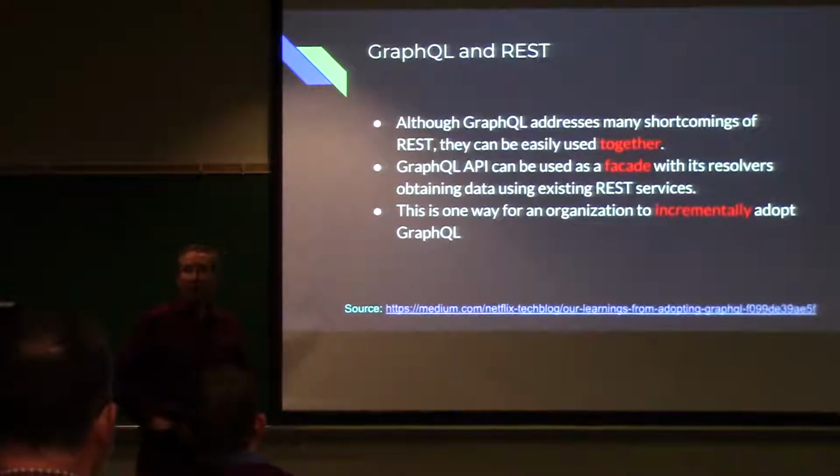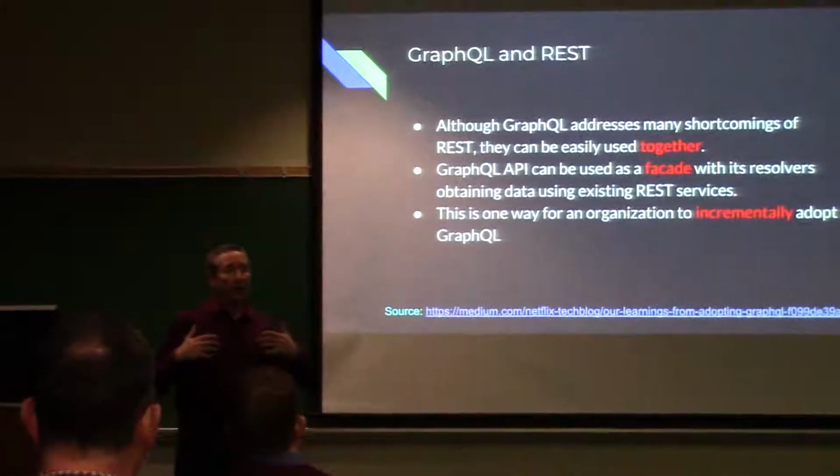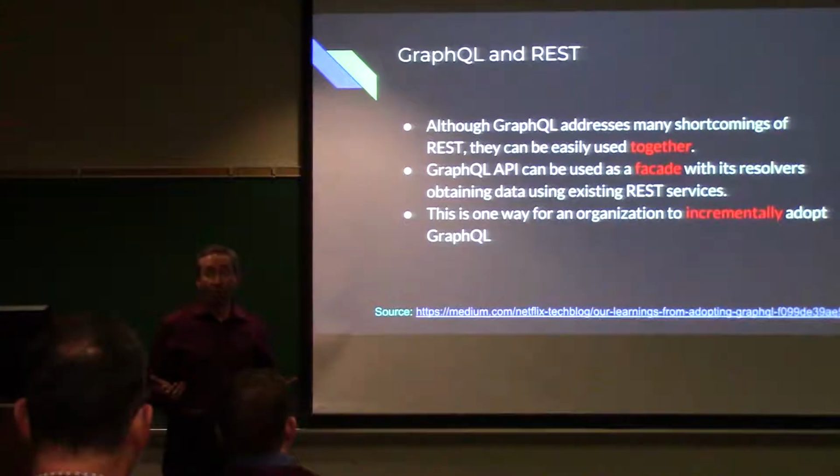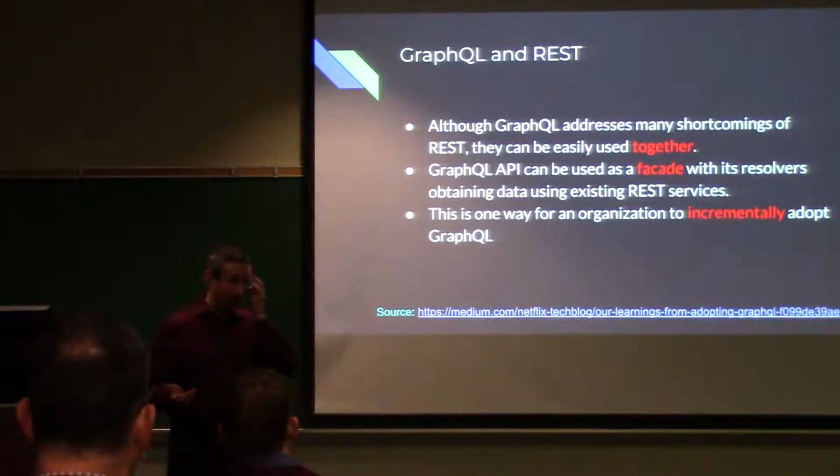GraphQL and REST. Typically with adoption of new technology, companies are resistant to that for obvious reasons, because you have a learning curve, you have existing applications which already work, and you have to reach a certain pain point before you decide to start all over again.